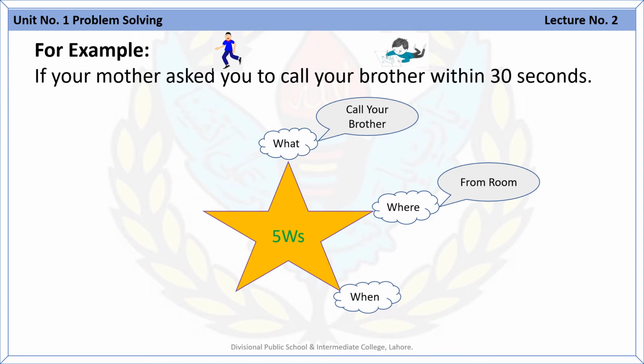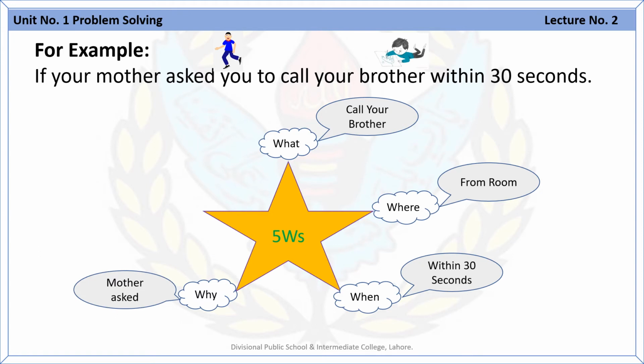Third is when. It means how much time or period is required to complete this task. This is 30 seconds. Fourth is why, meaning what's the reason? The reason is that mother wants to call him. And the last one is who. Who will do it? Definitely you. It is a method that provides effective solutions to problems encountered and helps to create positive continuous improvement.